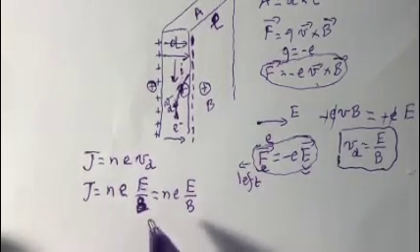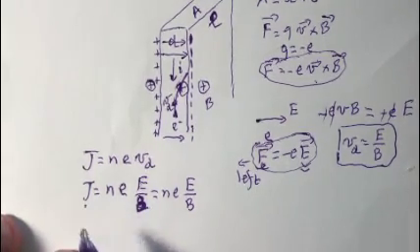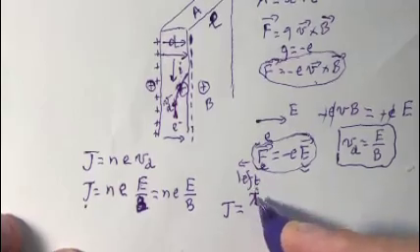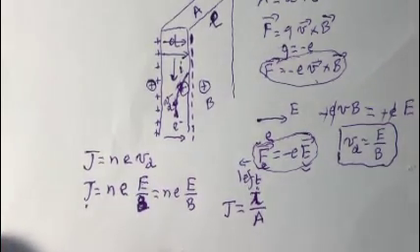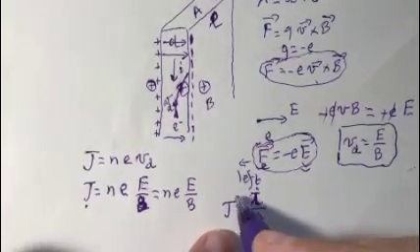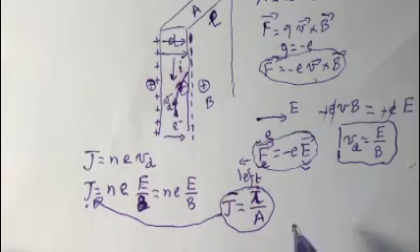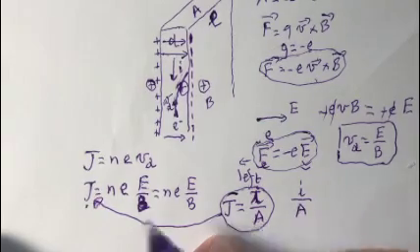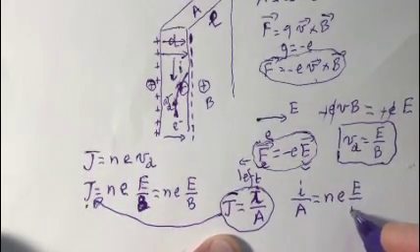Very good. So now, what should we do with this equation? We know that J, the current density, is equal to I, the current, over the area. So I'll take this J and plug it there. So I get I over A equals N e, and then E is the electric field, B is the magnetic field.